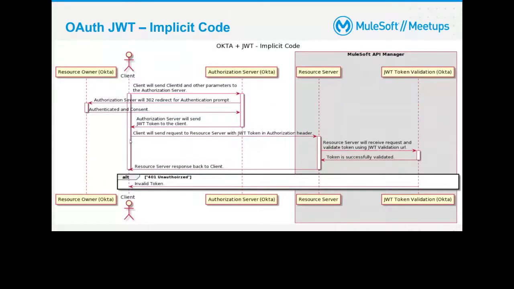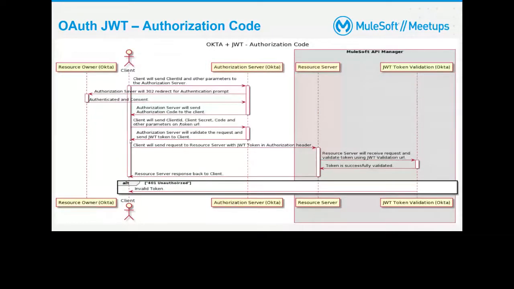Here it's a bit insecure, right? It's giving the token in the first step itself. In the authorization code flow, there are extra steps to get the token.